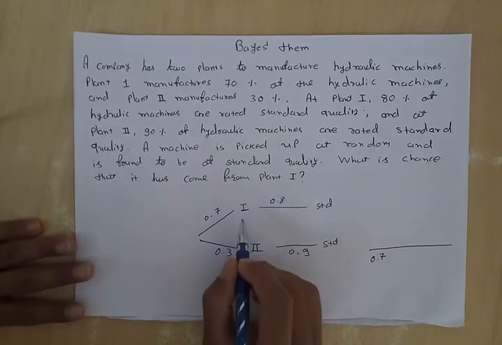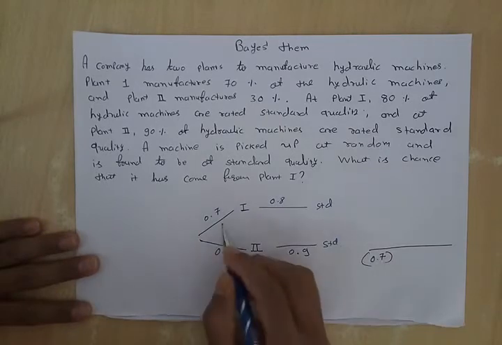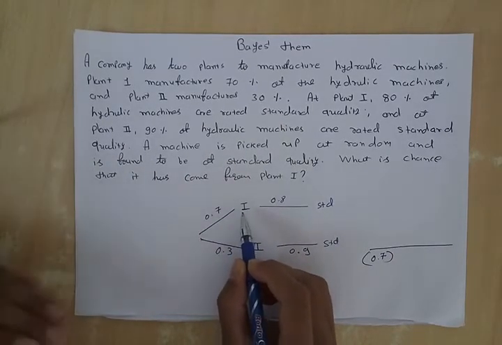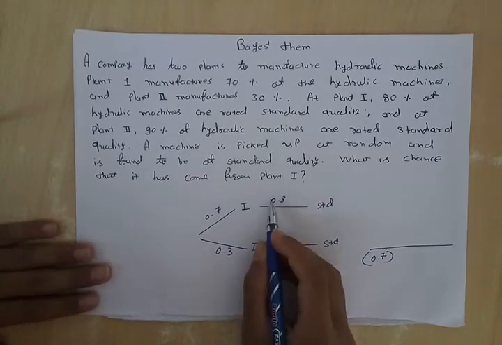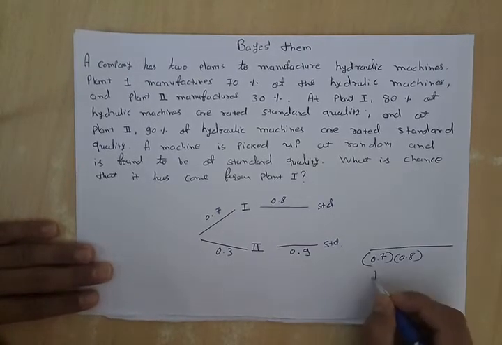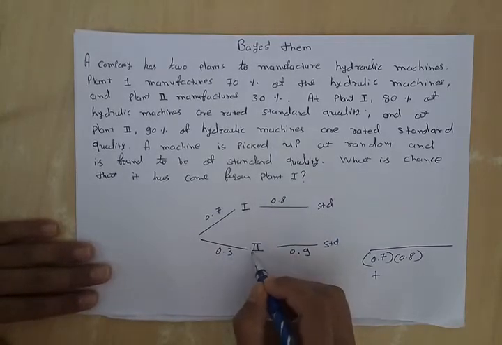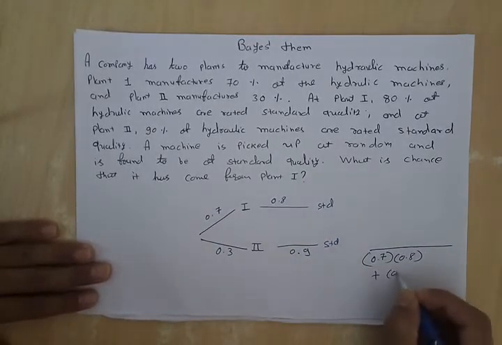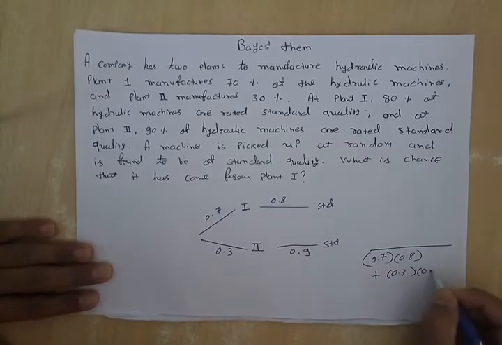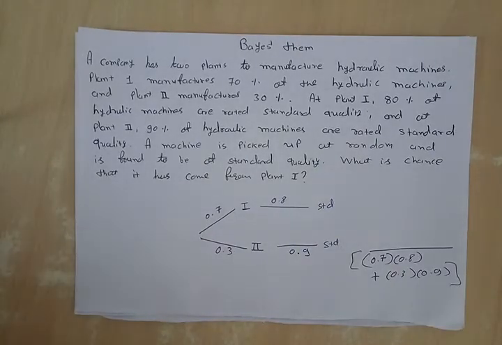I am making many mistakes here. So it is 0.7 probability that it is manufactured by plant 1, and given that it is manufactured by plant 1, it has 0.8 probability that it is standard. Similarly, the probability that a machine is manufactured by plant 2 is 0.3, and it is of standard quality with probability 0.9. So these are the total probabilities that the picked machine is of standard quality.